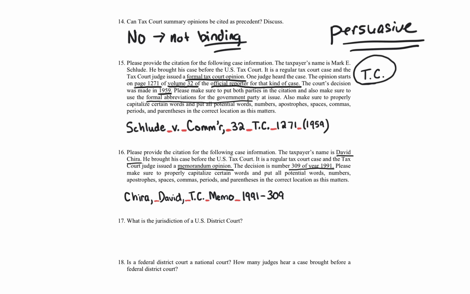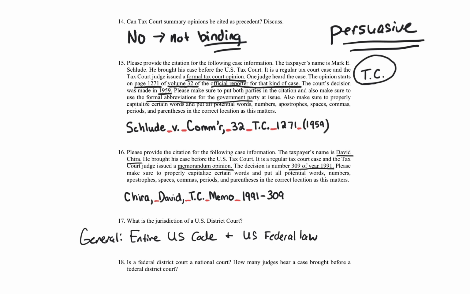Let's move on now to question 17. Now we're moving to U.S. District Courts. What is the jurisdiction of a U.S. District Court? The district courts hear cases involving legal issues based on the entire U.S. Code and U.S. federal law. That's generally what they apply, what they look at. That is the general area of law they apply.